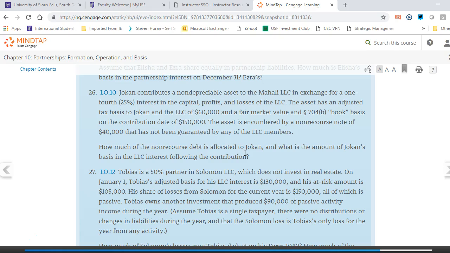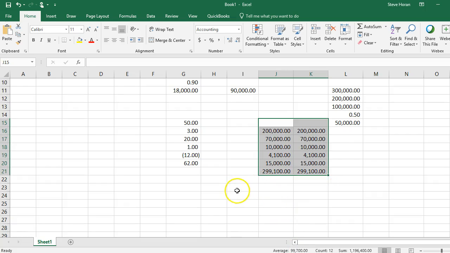So Jocan, let's just think through what's going on. There is a basis of 60. The asset has a basis to Jocan of 60 in the LLC. So that's the first place we start. Then we subtract the debt. We subtract the 40,000 debt. And then we add back 25% of the debt. Let me show you that in Excel just so you can see the numbers.